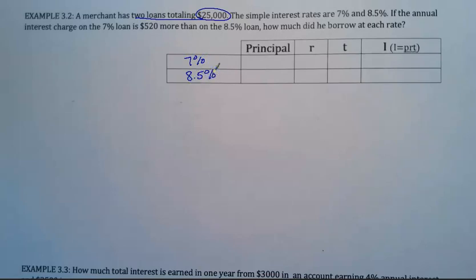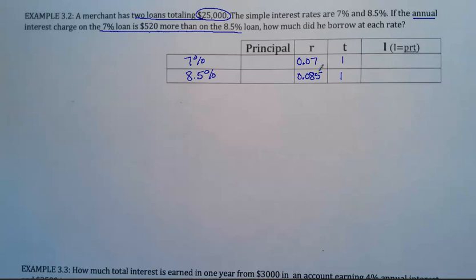Okay, so I go ahead and label those. Let's see, so then we know it's annual. Okay, so we know our time is 1 year. And the interest on the 7% loan is $520 more than the 8.5% loan. Okay. We could go ahead and put our rate in. I'm sorry, I put those as labels, but 7% would be 0.07. 8.5% would be 0.085.